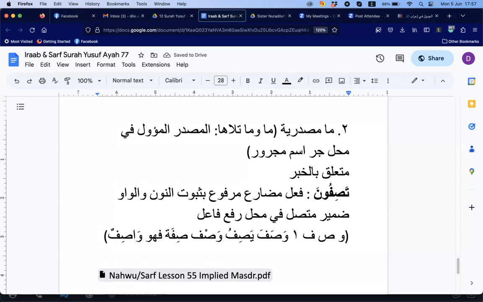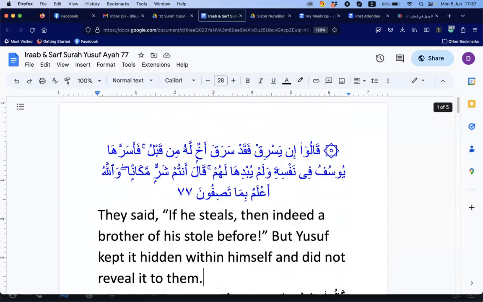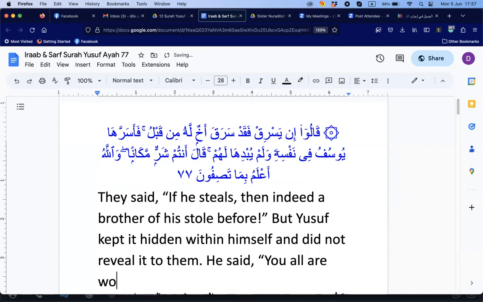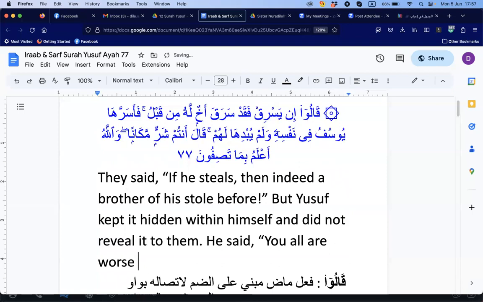Okay, inshallah. So let's translate the last part, inshallah. Sister Suraya, from qala. Qala, the last part. They said, he said. So this "he" is Yusuf. Okay, he said: antum, you all. Sharrun, ism tafdil. What's the meaning of "worse"? Worse. Okay, if sharr is evil, in ism tafdil it is worse. Okay, you all are worse.